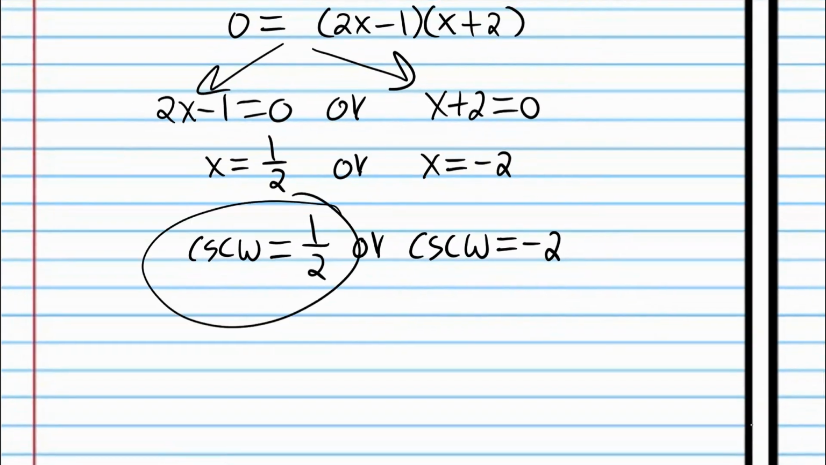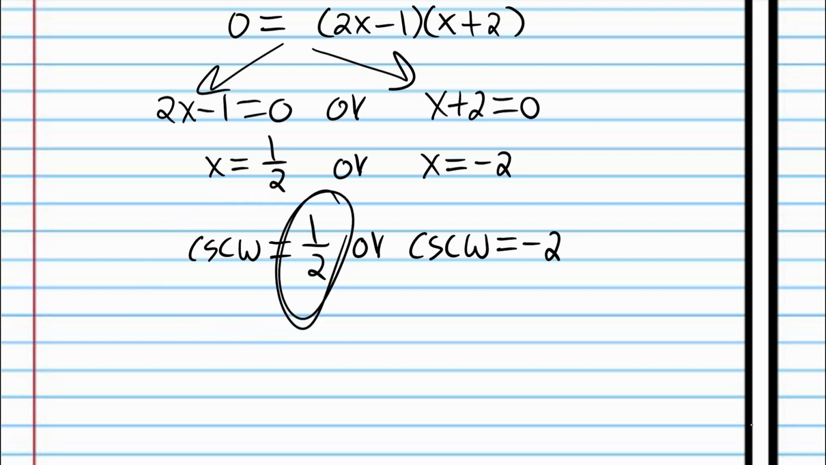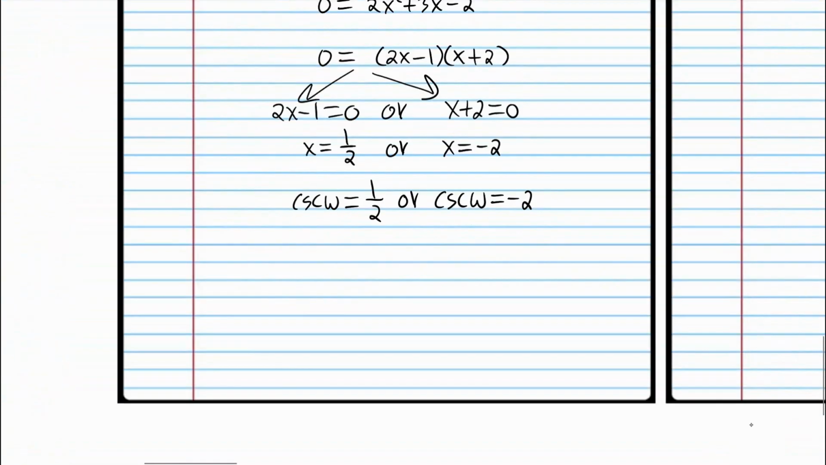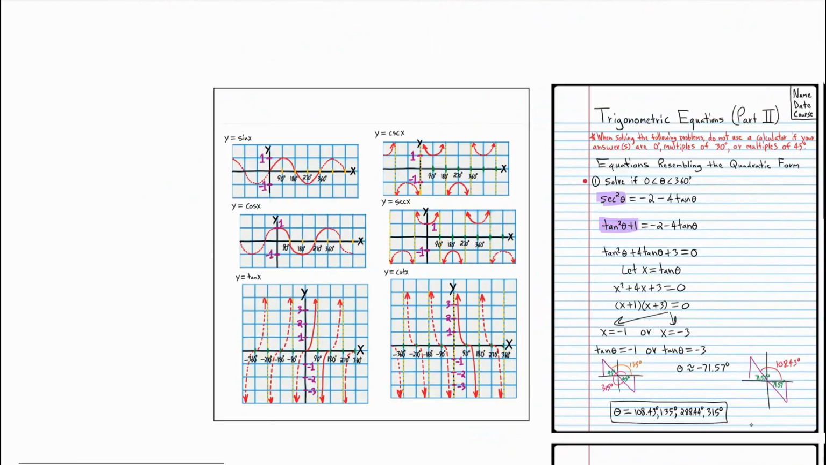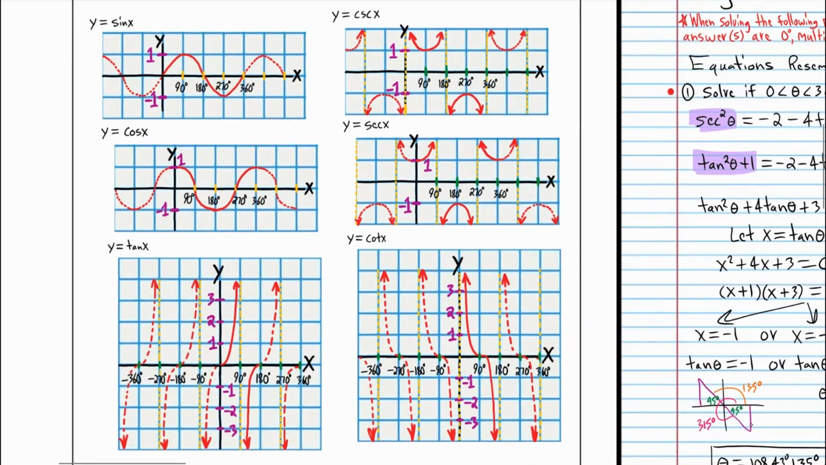Now, this may have thrown you kind of for a loop there. This looks like a recognizable ratio. It is a ratio that we recognize, but sine can be equal to 1/2 and cosine can be equal to 1/2, but cosecant cannot be equal to 1/2. So if you were confused about that, sorry about that curveball.